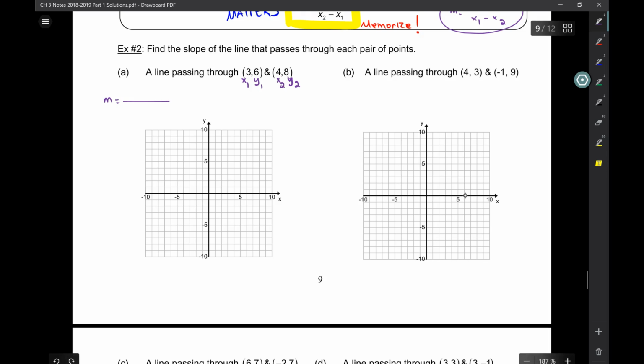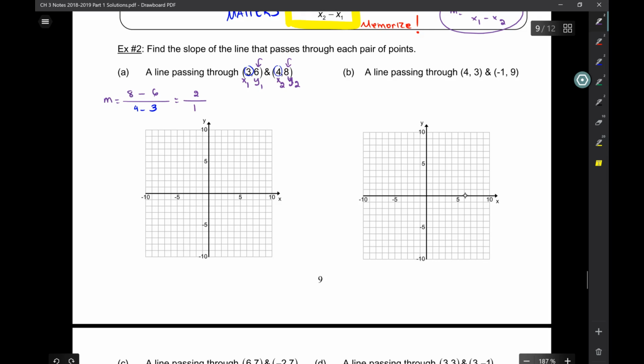You find y2, 8, minus y1, 6, y2 minus y1. And then we're going to do x2 minus x1. So now, in the top, I get 8 minus 6, 2. On the bottom, I get 1.